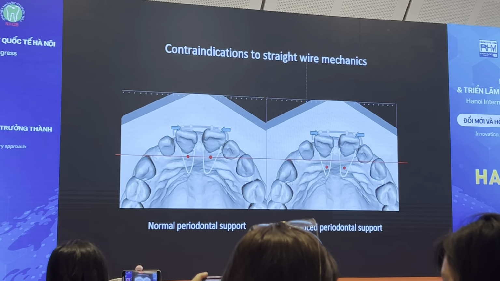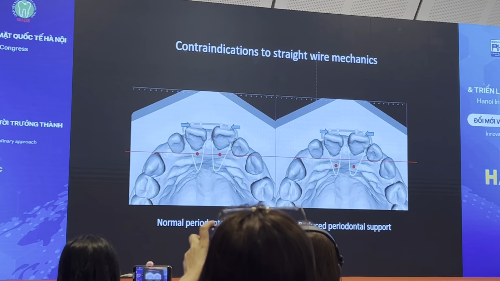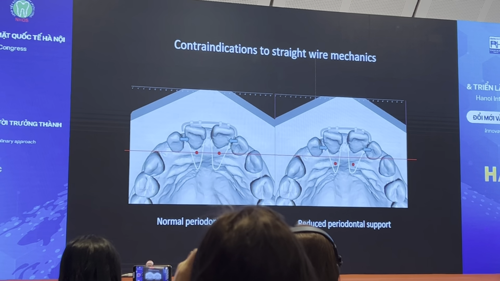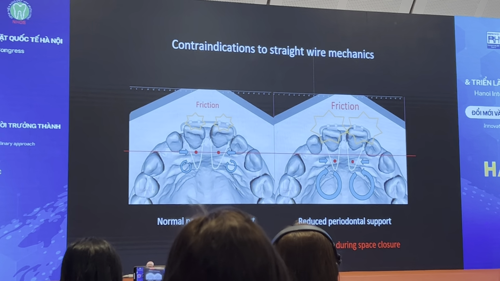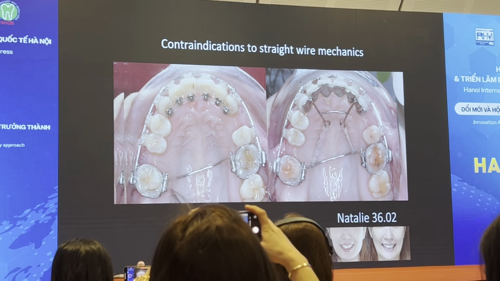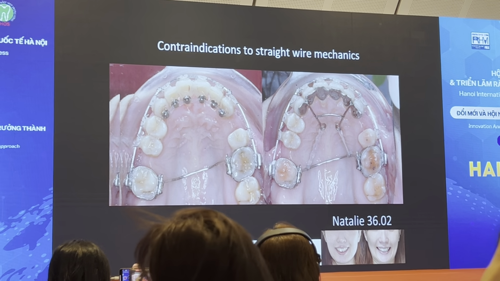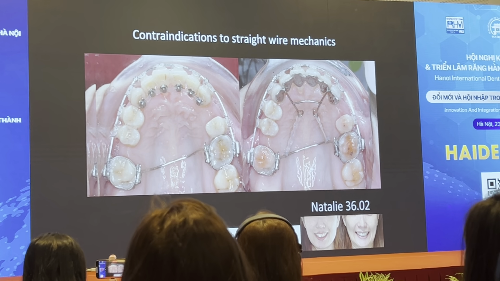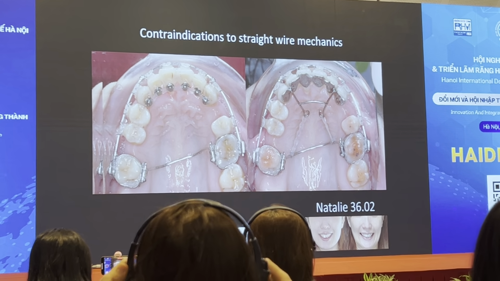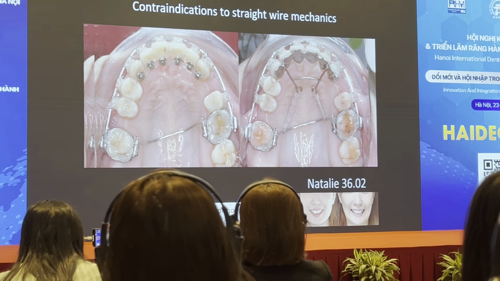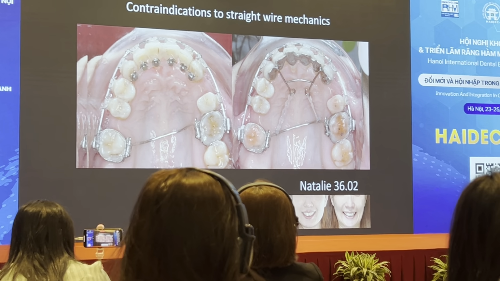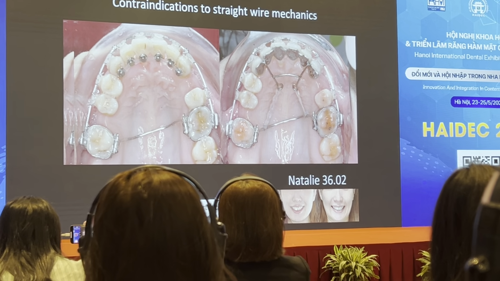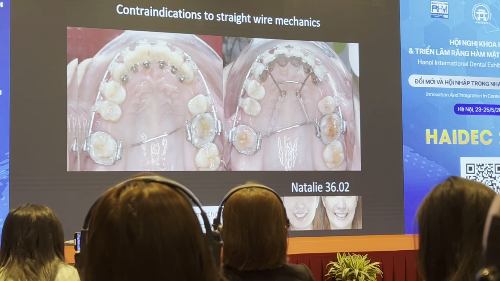For the same reason, during space closure, the teeth with reduced bone support will produce a lot of friction. Therefore, on the left, lingual buttons were bonded close to the gingival level. On the right, the lingual splint with extensions and a transpalatal arch, which when dipped into the palatal vault, were used to produce the line of force closer to the center of resistance to reduce friction during space closure.